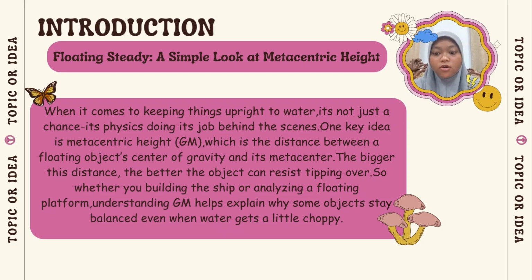For the introduction, floating steady, a simple look at metacentric height. When it comes to keeping things upright in water, it's not just chance, it's physics doing its job behind the scenes. One key idea is metacentric height, known as GM, which is the distance between a floating object's center of gravity and its metacenter. The bigger this distance, the better the object can resist tipping over. Whether you're building a ship or analyzing a floating platform, understanding GM helps explain why some objects stay balanced even when water gets a little choppy.